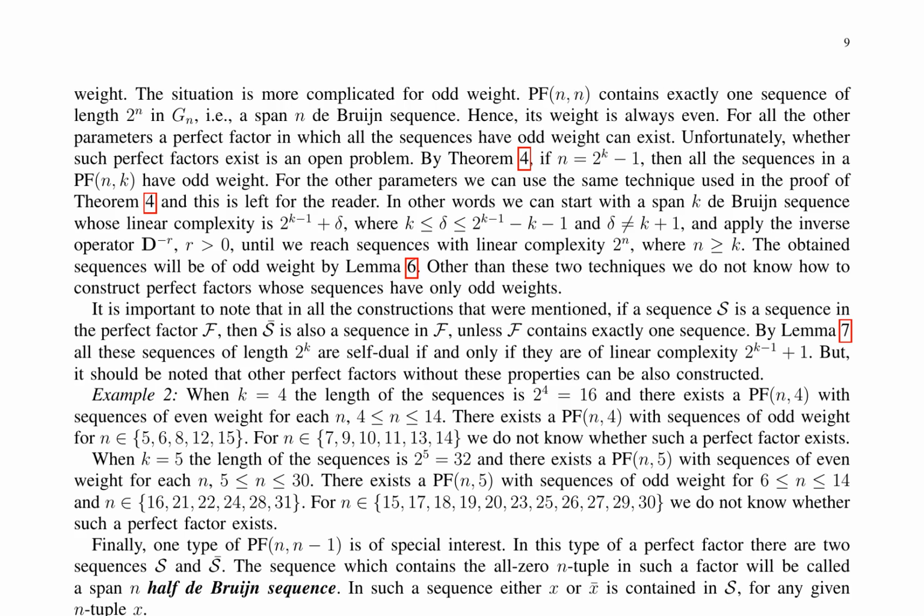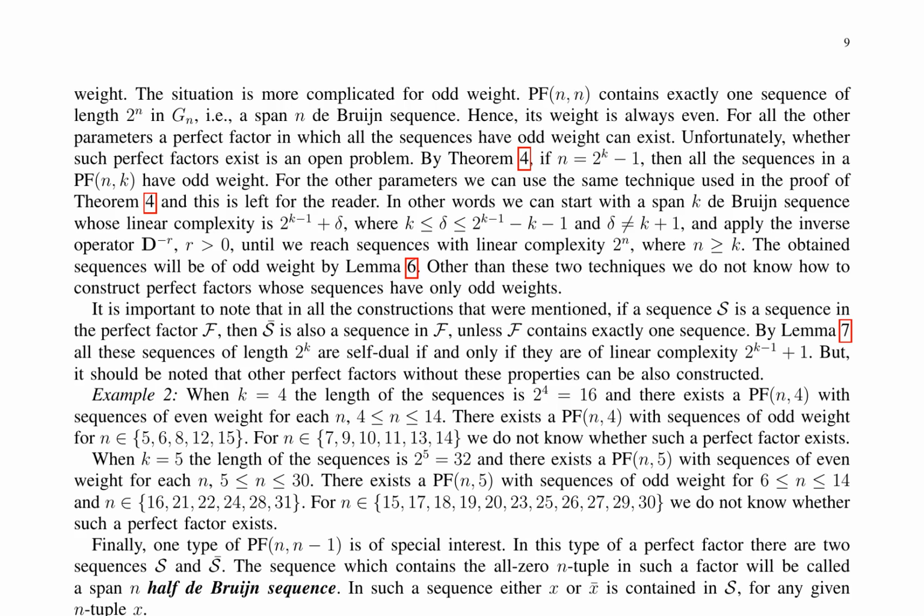Notably, if a sequence S is in the perfect factor F, its complement S̄ is also in F, unless F contains exactly one sequence. By lemma 7, all sequences of length 2k are self-dual if and only if they are of linear complexity 2k-1 plus 1. Examples are provided for k equals 4 and k equals 5, demonstrating perfect factors with sequences of even and odd weights for various values of n.